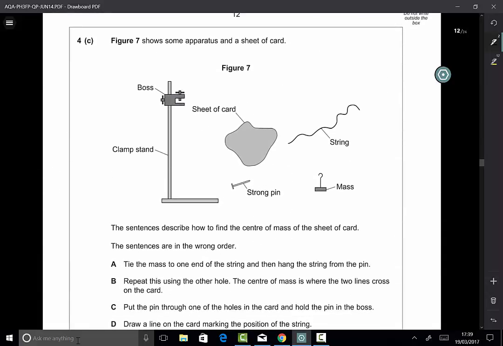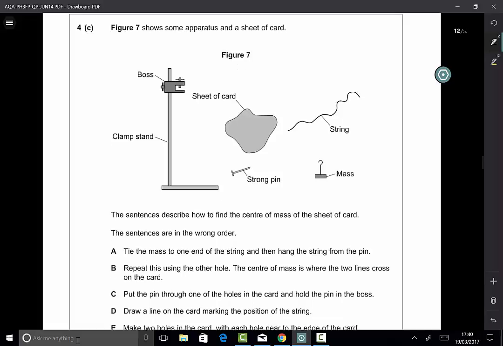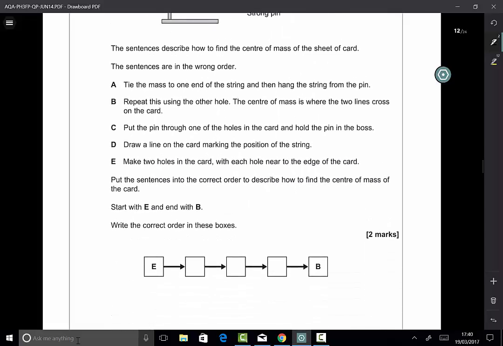For the next part of the question, we're looking at a practical. So we've got various pieces of apparatus, and we're going to have to put these sentences in the right order to describe how to find the centre of mass. So we'll start off with, make 2 holes in the card with each hole near to the edge of the card. Right, so we want to do something with holes in the card. If we look through these questions, we've got 2 options that talk about the holes. One that says repeat using the other hole, and we already know that that's the last one.